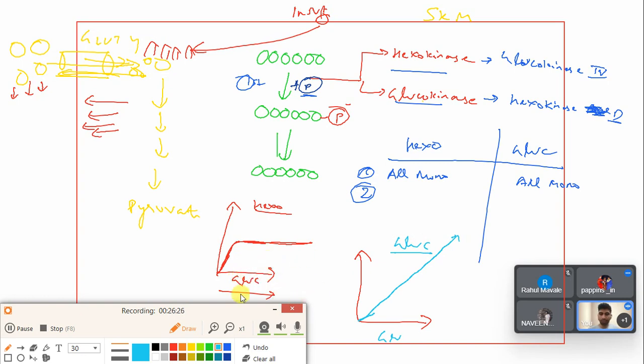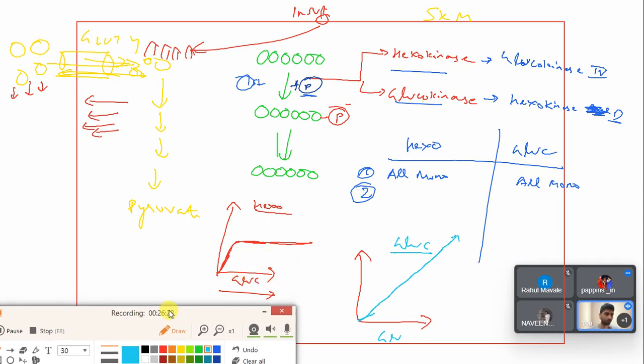So first, let's discuss the concept of Km here. Can you tell me what is Km? Substrate concentration at which maximum velocity is attained. Okay, yeah. So it's the substrate concentration at which half of the maximum velocity is reached. So when we talk about hexokinase, the Km of this hexokinase is quite low. So if this is Vmax, half of the Vmax is here, and this is Km.